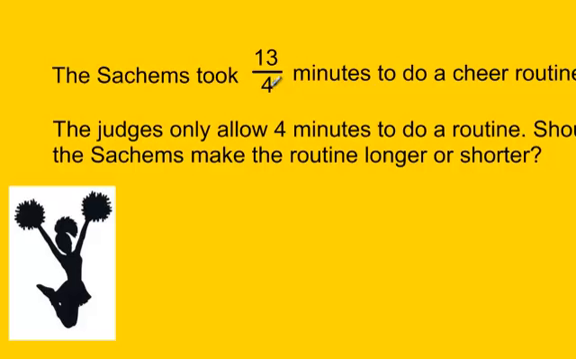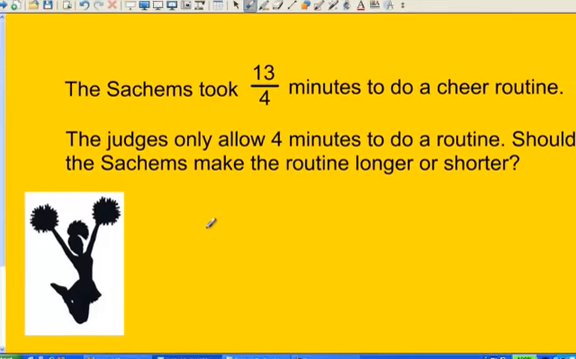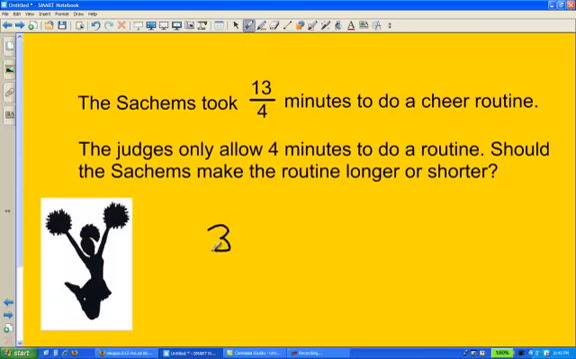Well, how many whole times is 4 going into 13? 4 times 3 is 12. 4 times 4 is 16. So it looks like this only goes in 3 whole minutes, with 4 times 3 being 12, with 1/4 left over. So their cheer right now is 3 1/4 minutes. The judges allow 4 minutes. So really, they can make their routine longer.